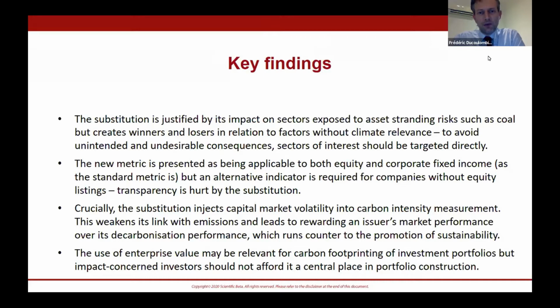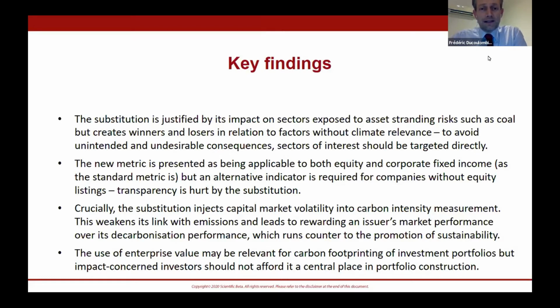The second point is that the metric was presented as being applicable to both equity and corporate fixed income, as the standard metric is, but in fact it cannot be computed when you don't have market capitalization of equity and you fall back on a second measure. So in fact, you had a standard measure that was applicable across both equity and fixed income, and with the switch, you need to use a different measure for certain fixed income portfolios. So you are hurting the comparability and therefore the transparency.